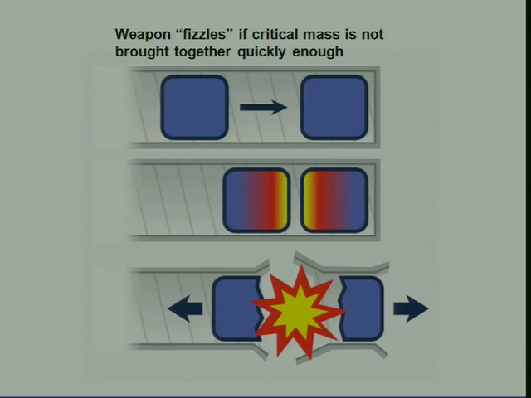And if you don't bring it together fast enough, so here are two pieces we're trying to bring together, you bring them together rather slowly. What happens is you get a little bit of fission happening, so you get some energy generating, you get some pressure built up, and basically you spread the two pieces apart again. You make a mess, but you don't make an explosion. And in a weapon, that's not what we want.